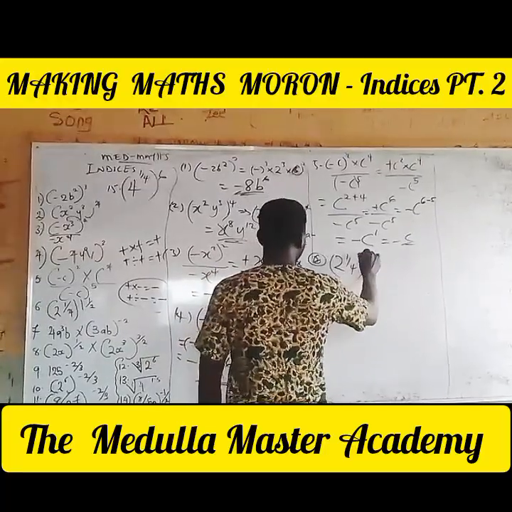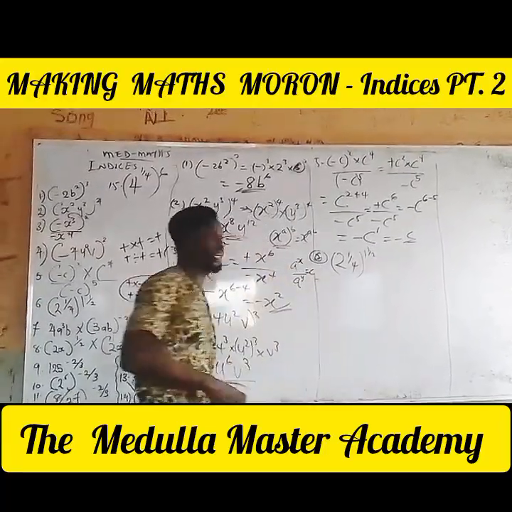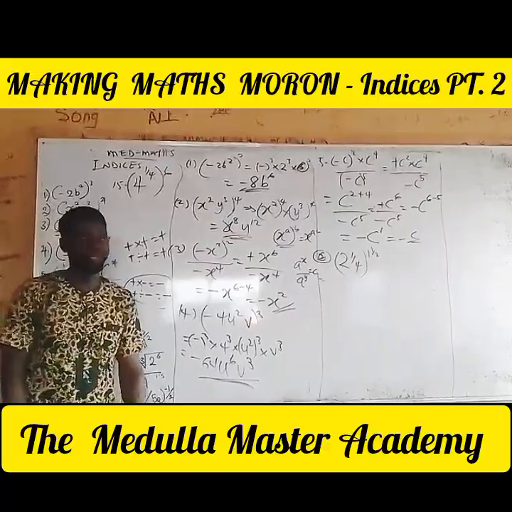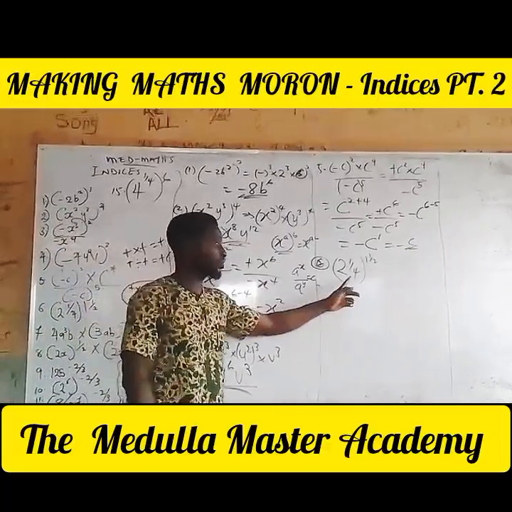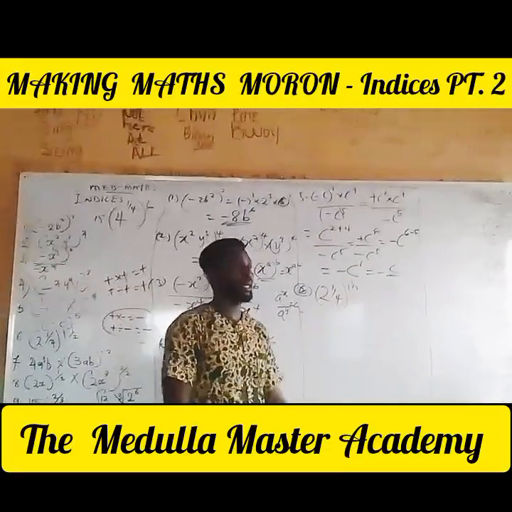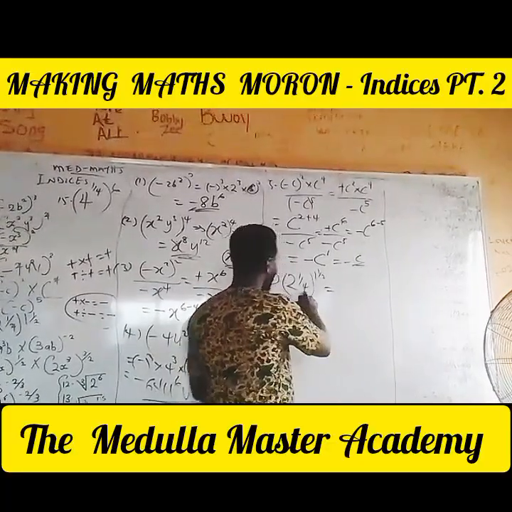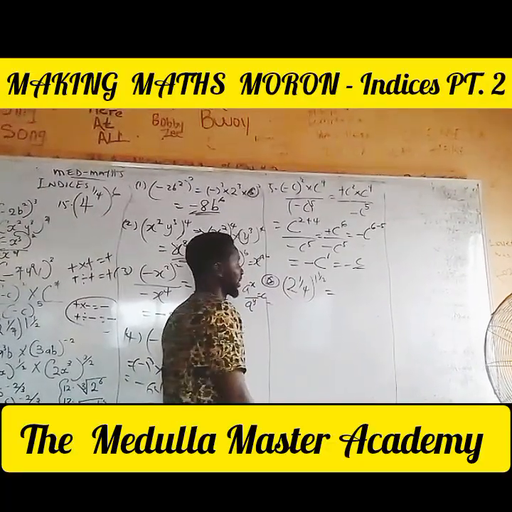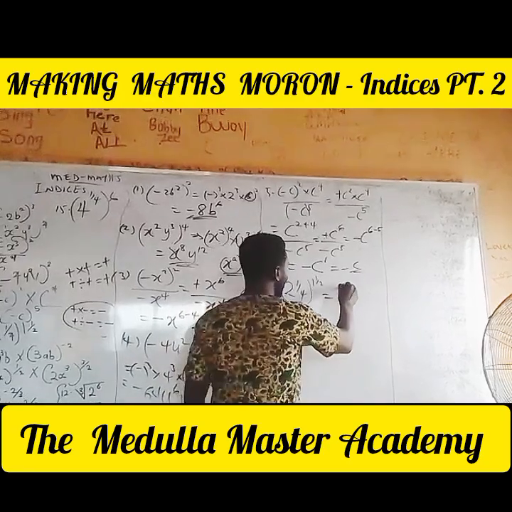2 into 1 over 4 raised to power 1 over 1 over 2. Very nice question, but simple. This is 2 over 1 over 4 raised to power 1 and a half. That's 4 times 2, which is what? 8 plus 1. 9 over 4.